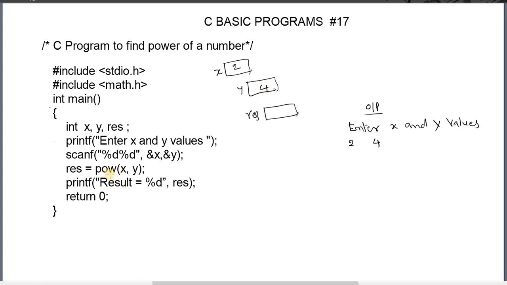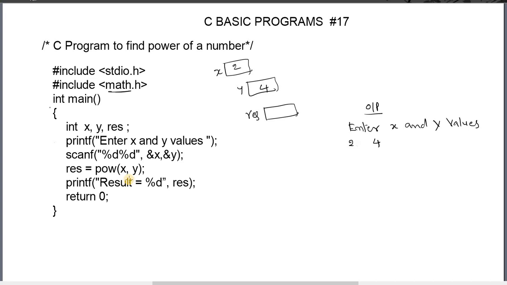Here pow is a predefined function. It is already defined. Defined means already created. It is defined in math.h. We can access this function by including the math.h file. This function takes two values. Here we have provided x and y values to that function. It is a function call. The actual function is there in math.h.